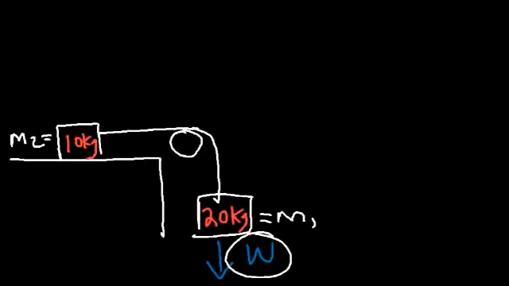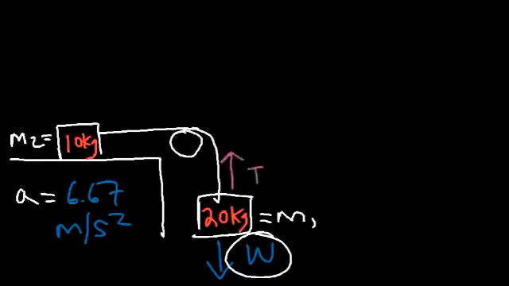So at this point, how can you calculate the tension force in the rope now that we have the acceleration of the system? What is the tension force that slows the descent of the 20 kilogram object? And what is the tension force that pulls the 10 kilogram object to the right?